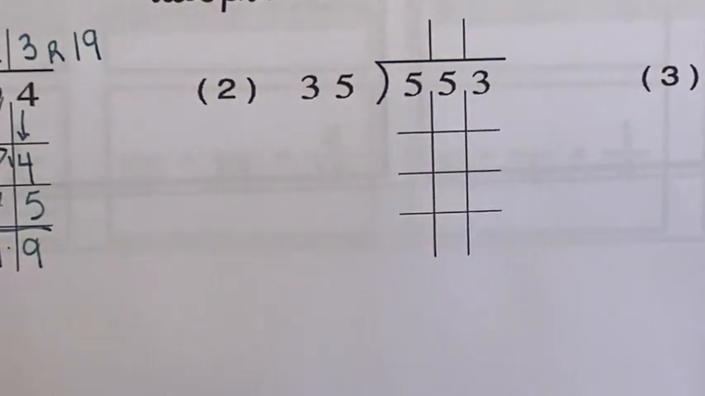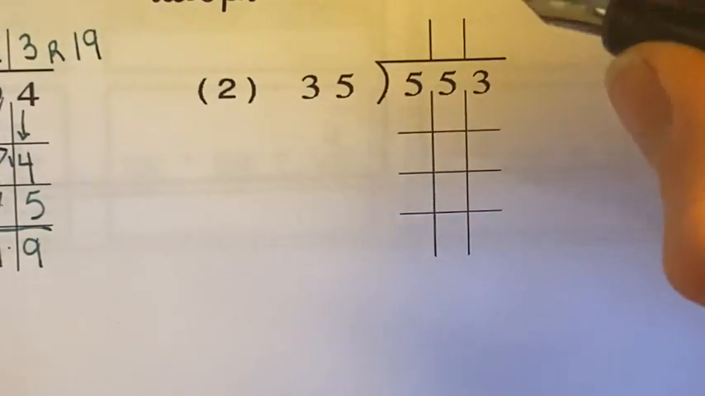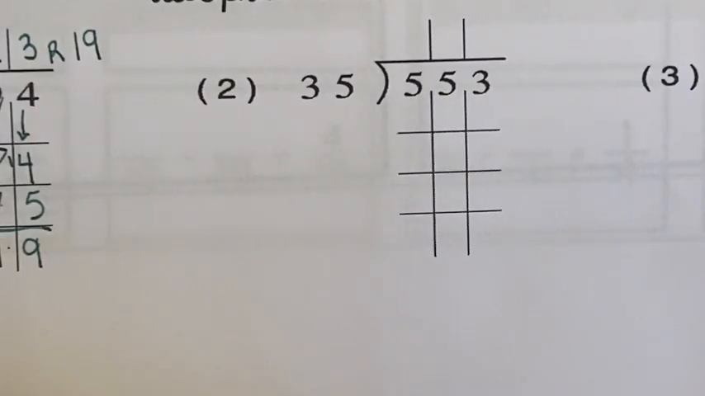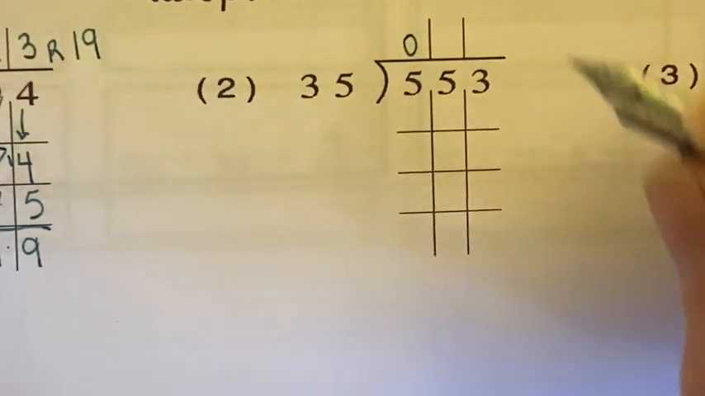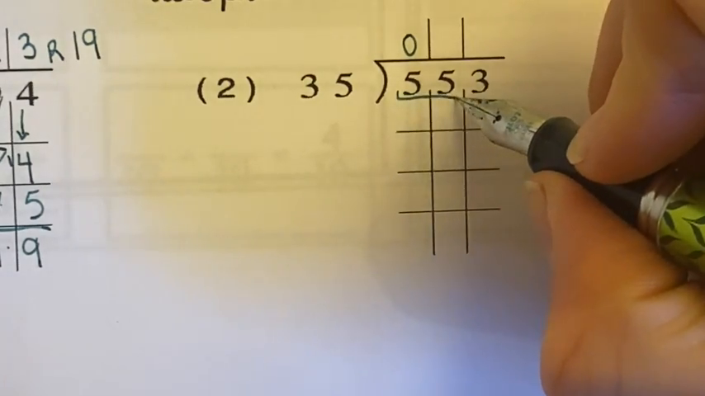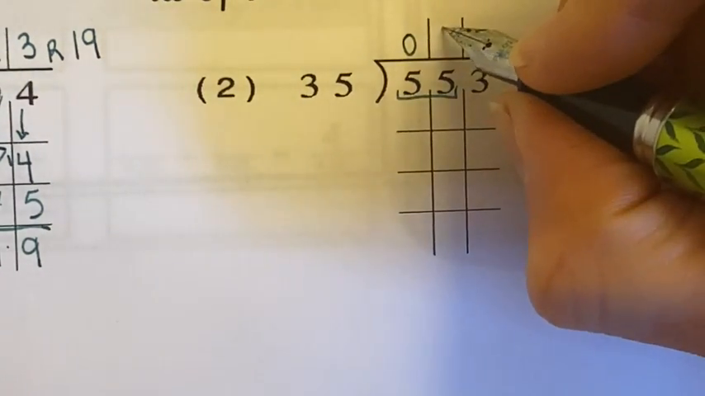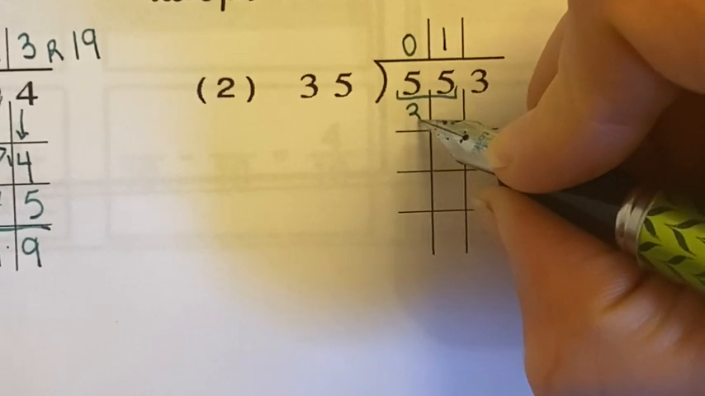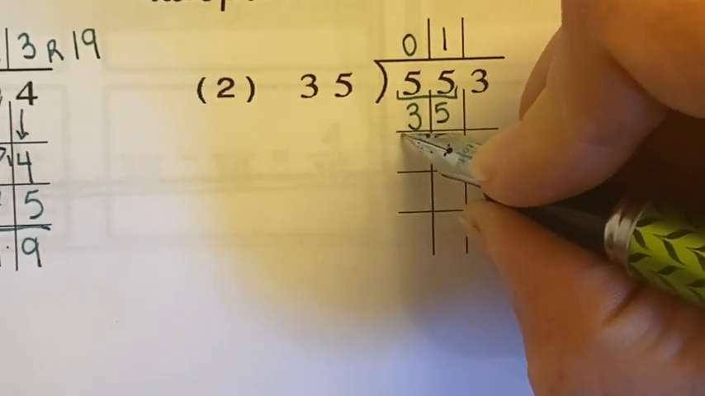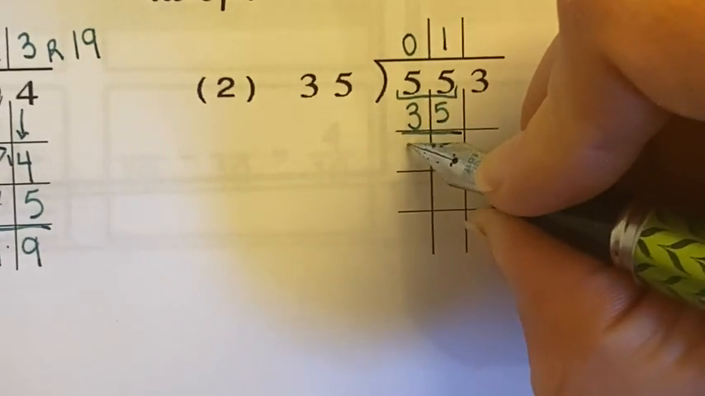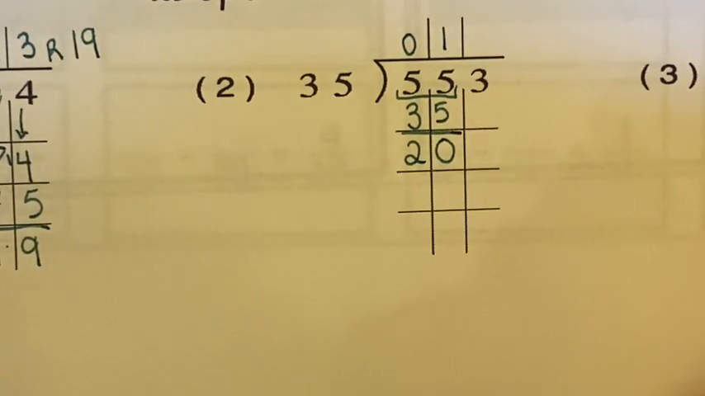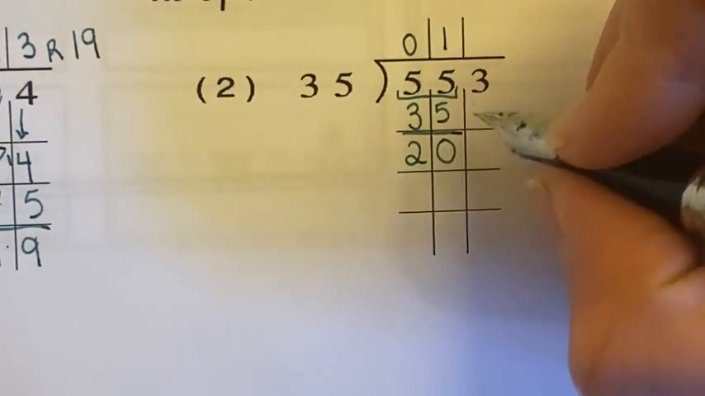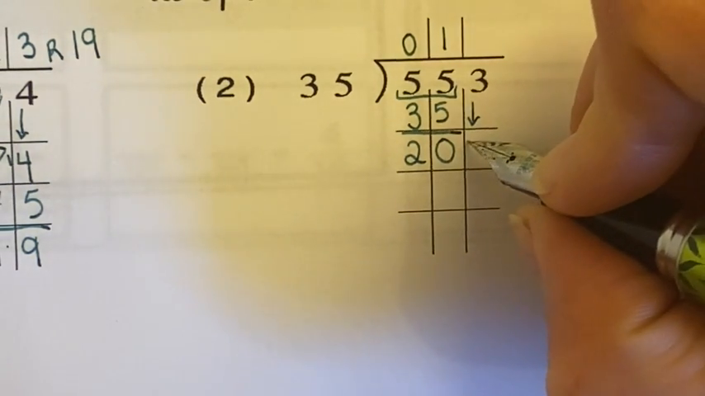35. How many times does 35 go into 553? Sorry, shouldn't say the and. 553. So 35 goes into 50 times. 35 goes into 55 one time. 1 times 35 is 35. Subtract. Now I have 20. 35 does not go into 20. So I have to bring down this 3.